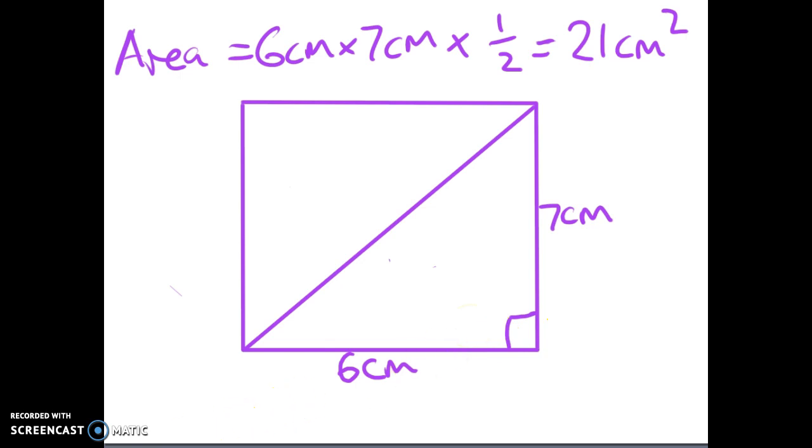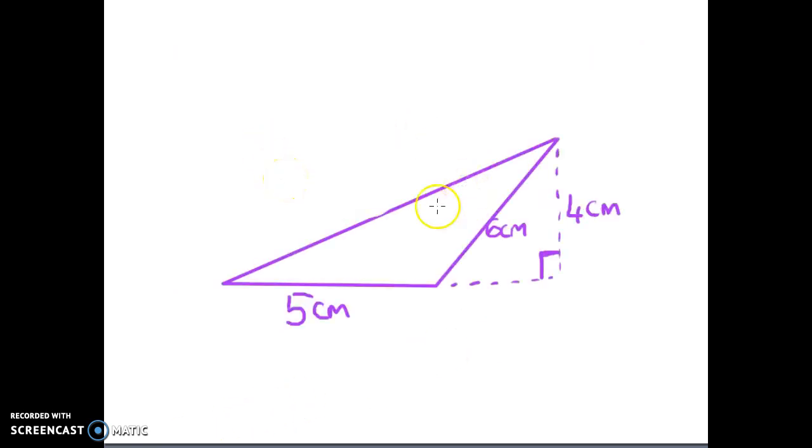So we're going to see another example. So here's a slightly different triangle. This time we haven't got a right angle triangle. Again, we do the same thing. We start by finding a base. I'm going to use this line as my base. So my base is going to be 5 centimeters.